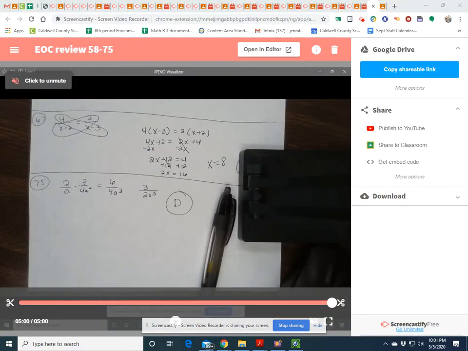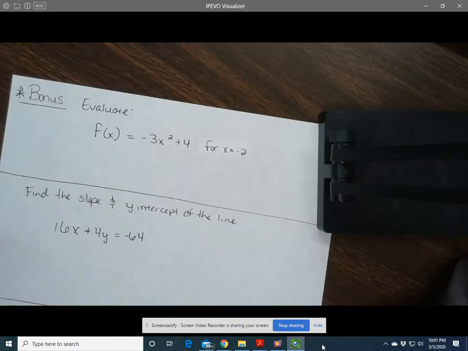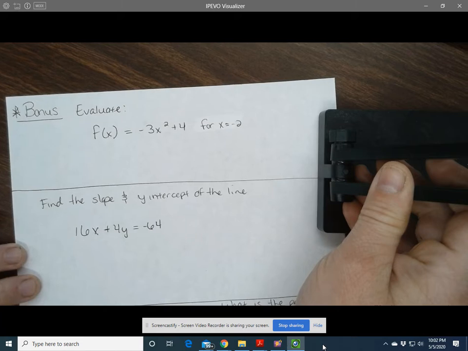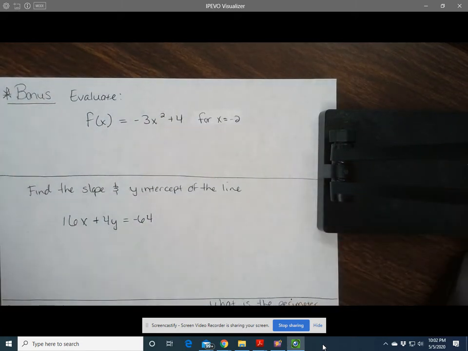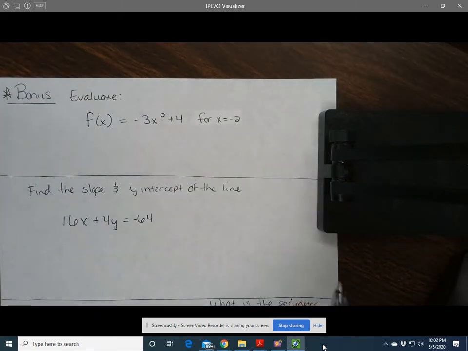Okay, I got a couple little bonus questions here for you because some of these are worded a little differently that might be on there, and I wanted to give you some like this.